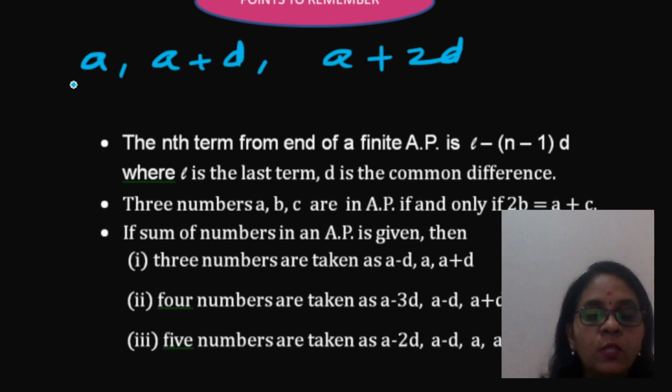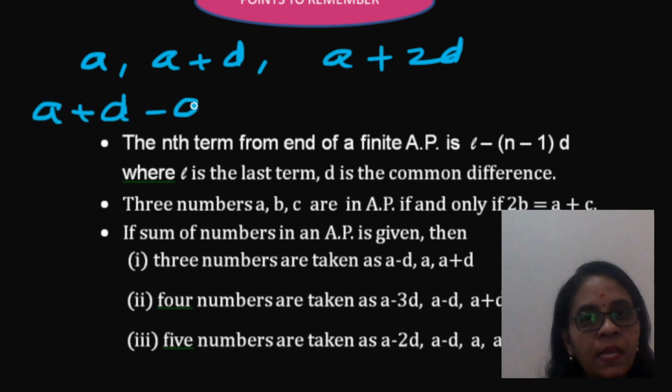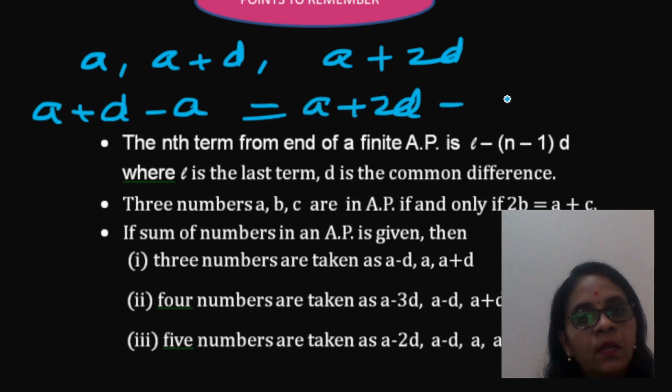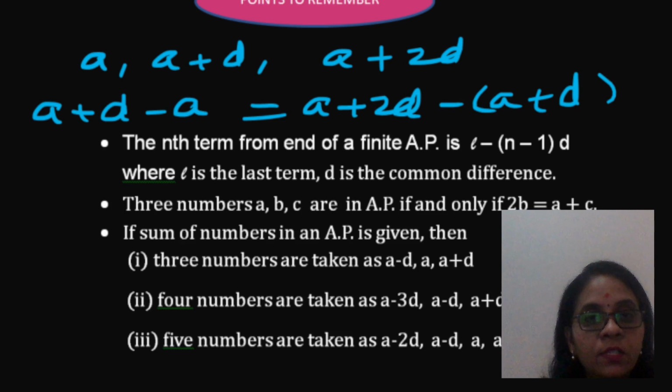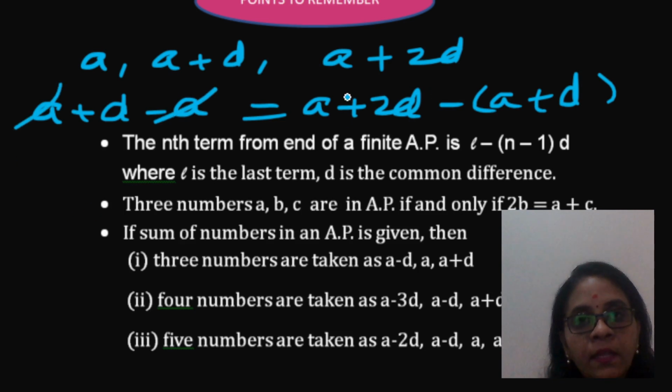These 3 terms are in AP. So what is the relation between these 3 terms? What is the difference, children, of these two? It is a plus d minus a. And what is the difference of these two? It is a plus 2d minus (a plus d). Difference is always a term minus its preceding term. So here a and a get cancelled, so we have d, and here also a and a get cancelled. You will have d over here, which means to say that these 3 terms are in AP.